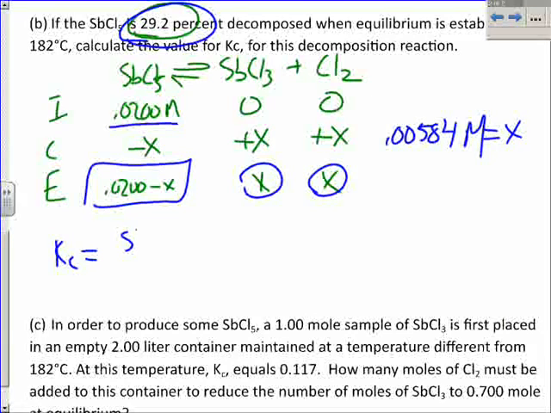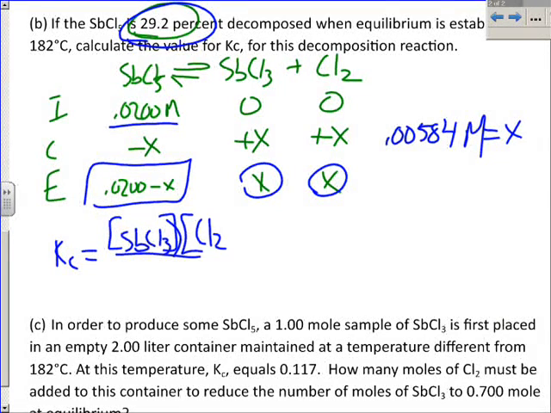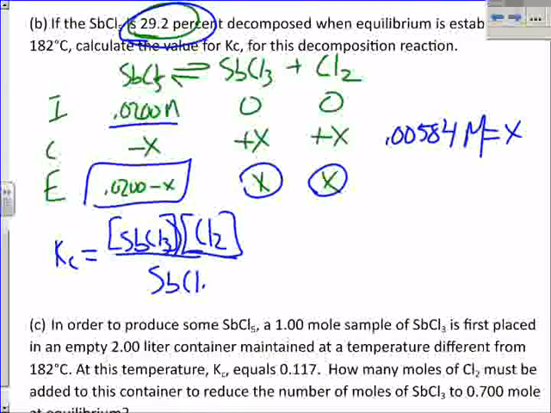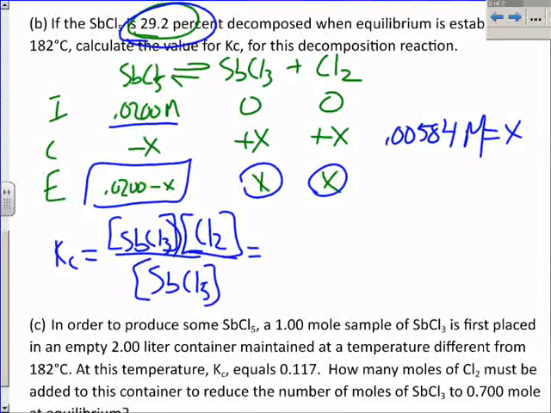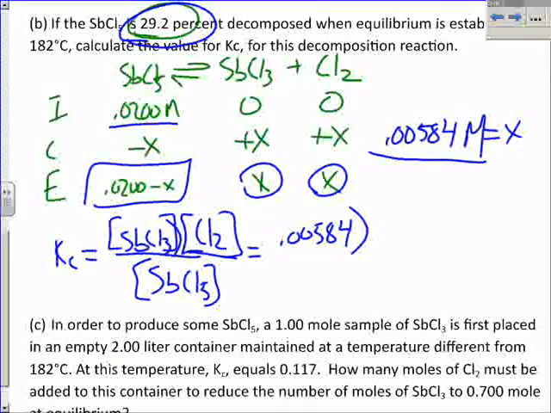So I'm going to get SbCl3 on top, and we'll deal with concentration. So I'm going to do brackets here, and Cl2. And on the bottom, we have to have our SbCl5. Now, all we need are our concentrations, which on the top, remember that was given a second ago as 0.00584 molar, and that was both of them.